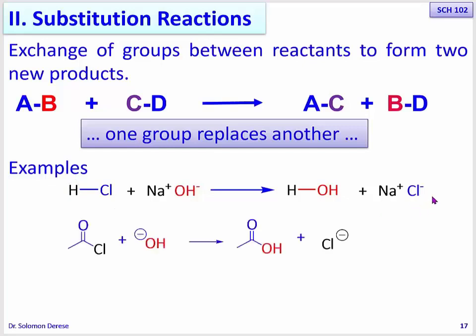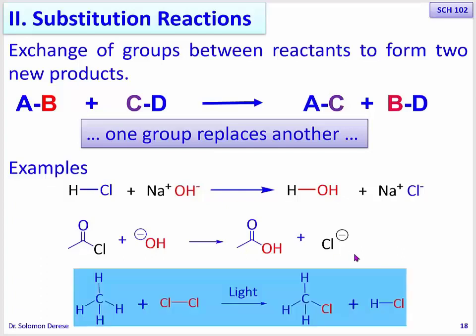Another example of a substitution reaction is the reaction of an acid chloride with OH minus, which could come from either sodium hydroxide or potassium hydroxide. When you react an acid chloride with a base like OH minus, what's going to happen? The OH is going to substitute the chlorine in the process. The acid chloride will be converted into a carboxylic acid. The OH and the Cl exchange. So this is a substitution reaction.